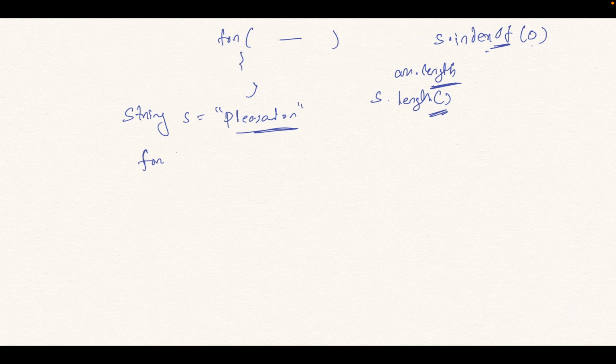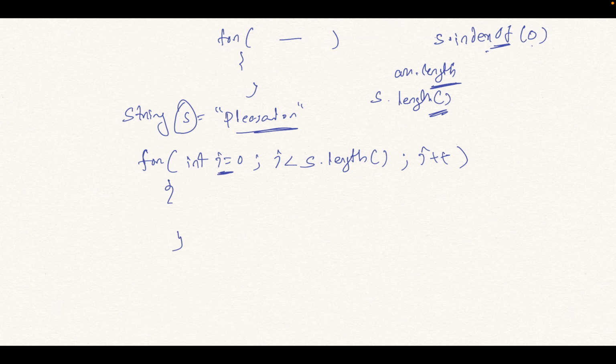So I can write for int i equals 0, i is less than the length. This is not an array, this is a string. So s dot length with brackets, and i plus plus. This is straightforward. Always remember this syntax. Now for the first character, I told you s dot indexOf, right? Oh, my bad, sorry, it is not s dot indexOf. This is s dot charAt. This method is called s dot charAt, and then you can give the index.